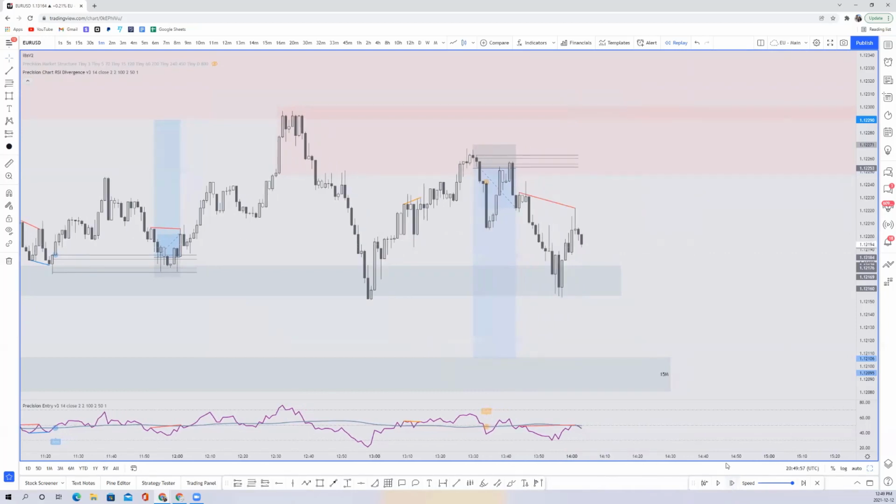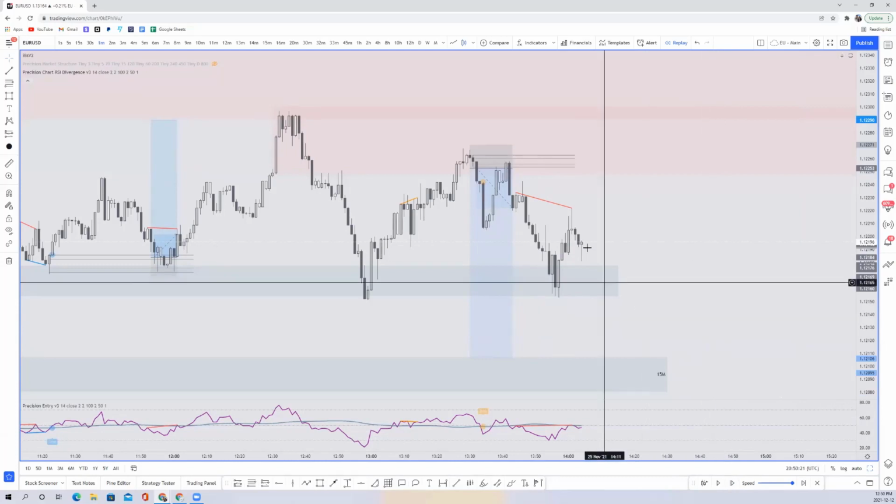So here we get a hidden divergence. So again, this is a sign saying the BFIs aren't pushing that hard. And this is actually a continuation sign in this case to keep on going down. You're likely going to want another chalk if you're smart.